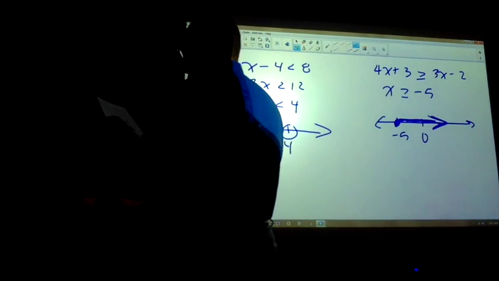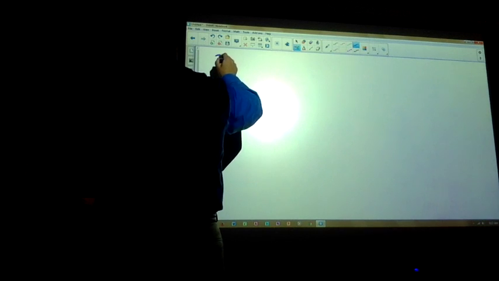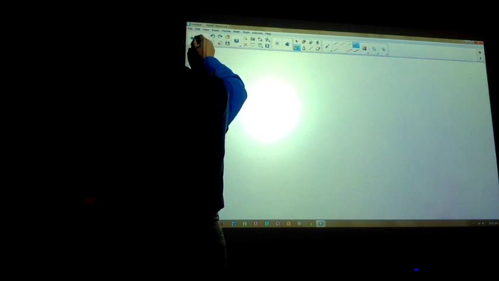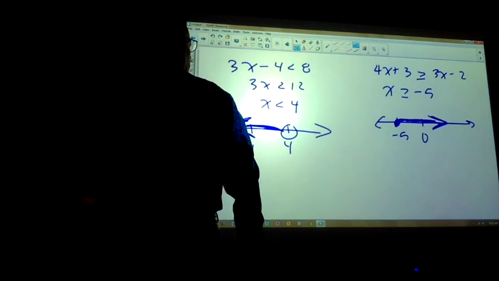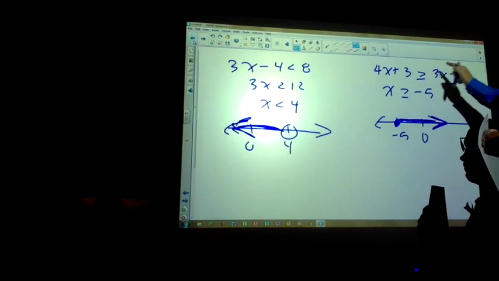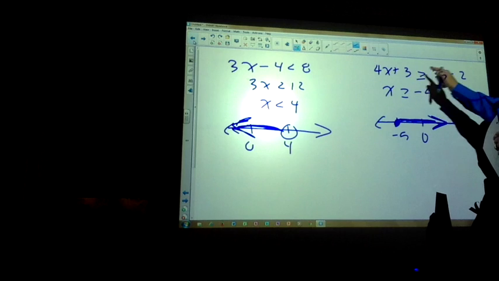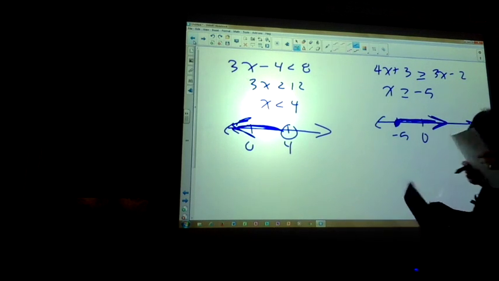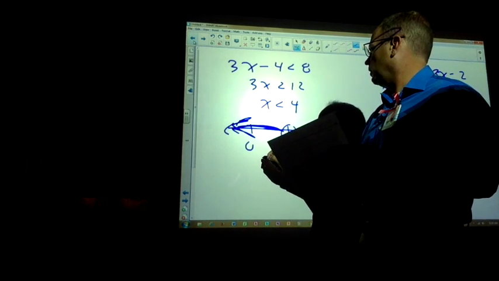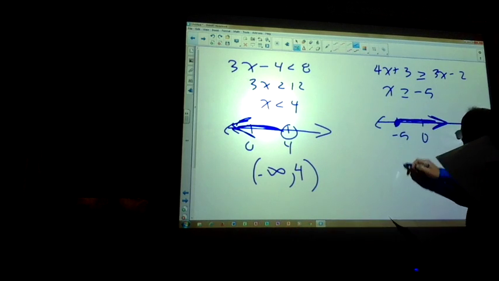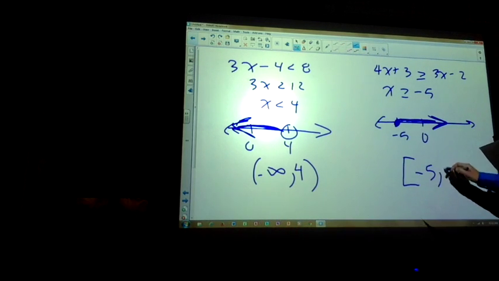You got negative 1 because you didn't recognize your sign. When I subtract 3, that becomes a negative 5. And then write interval notation. So this one should have gone from negative infinity to 4. And this one should have been a square bracket from negative 5 to infinity. There's your interval notation.